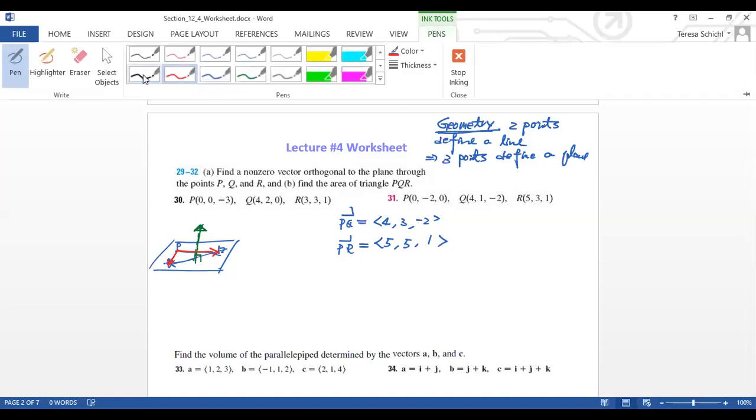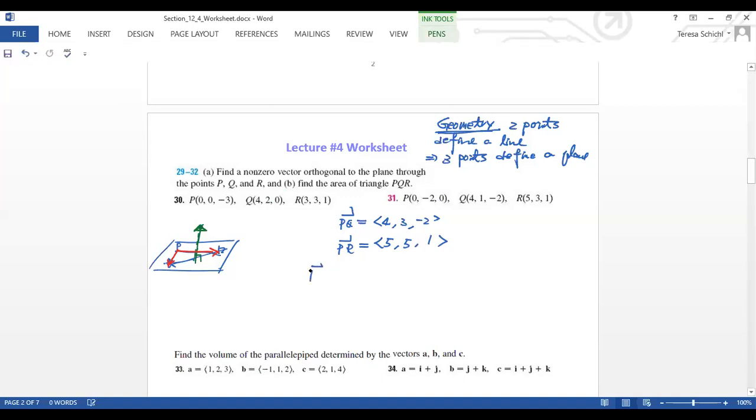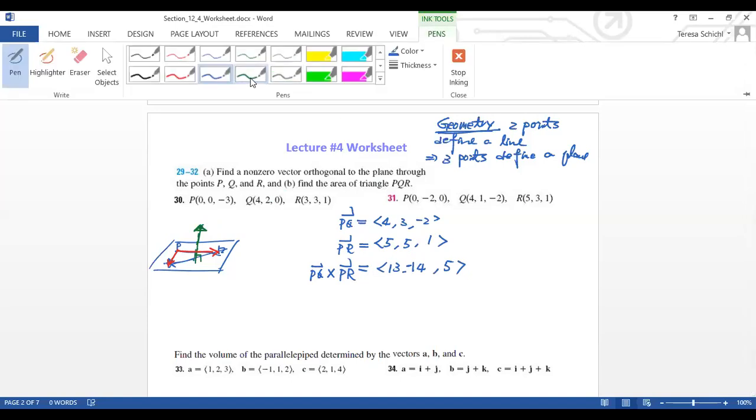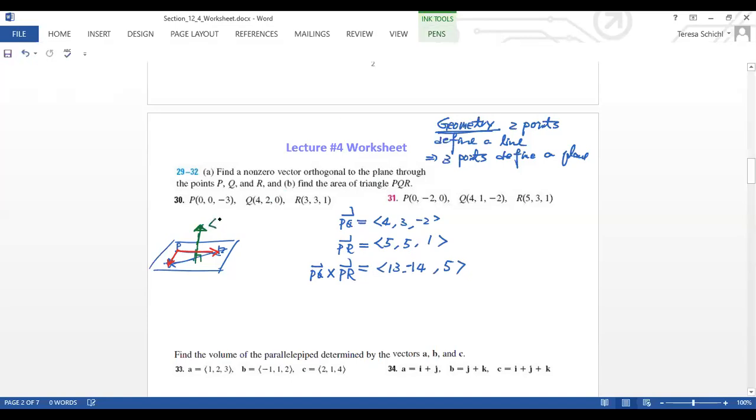Then by the cross product concept, if you do PQ cross PR, what is it going to give me? I already did this. So this is 13, -14, and 5. So this is the vector, these green vectors here, 13, -14, and 5. This vector is going to be perpendicular to both of these two vectors, PQ and PR.